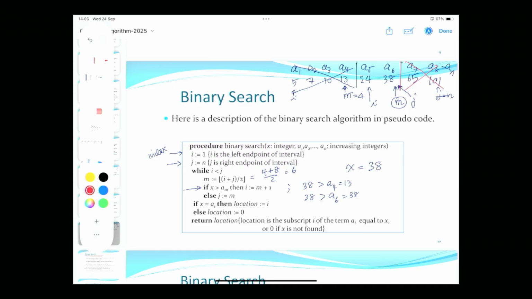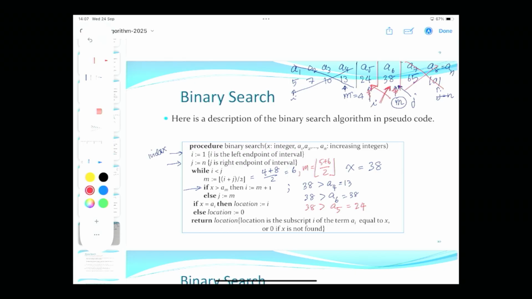So what is m now? m would be equal to 5 plus 6, divided by 2, so that is 5. So now m would be updated here, and the list would be cut in half again. M is here. Next, checking x is greater than am. M is 5, a5 is 24, right? Yes, 38 is greater than 24. So I would be equal to m plus 1. That means now I would be here.